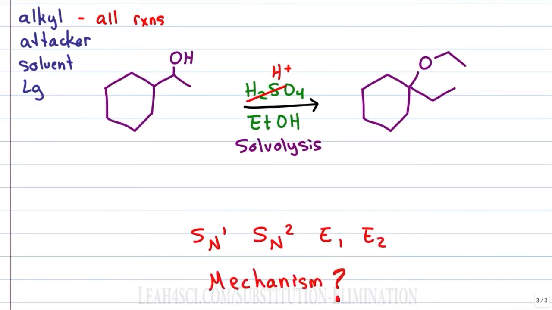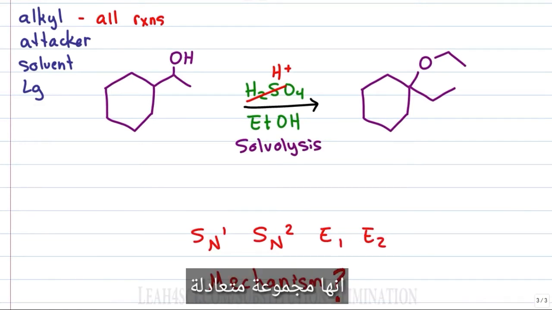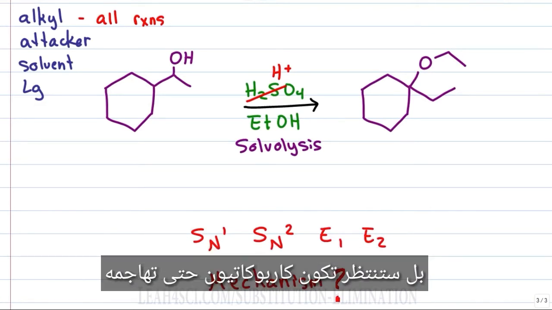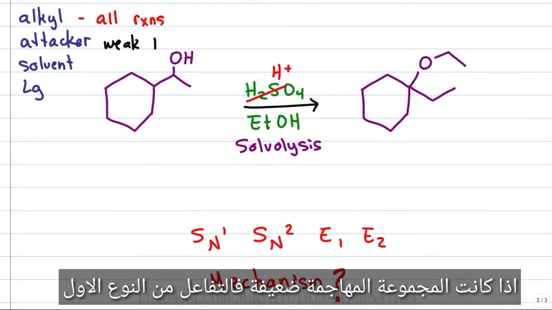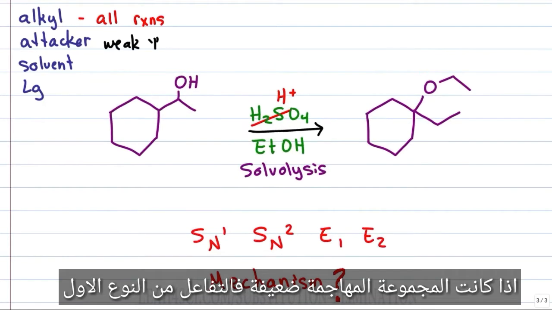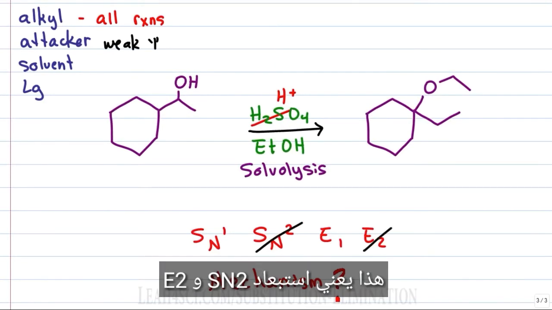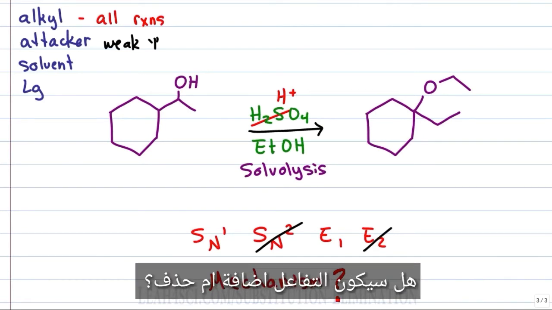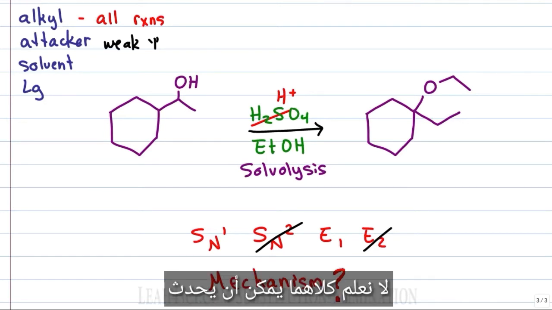What can I tell about EtOH? It's neutral. That means it's weak, and it's not strong enough to do a direct attack. Instead, it has to wait for a carbocation to form. If the attacker is weak, we are looking at a one-type reaction. That means we rule out SN2 or E2 because EtOH is not strong enough for a direct attack. Which will it be, substitution or elimination? We don't know. They're both in competition, so let's hold that thought.